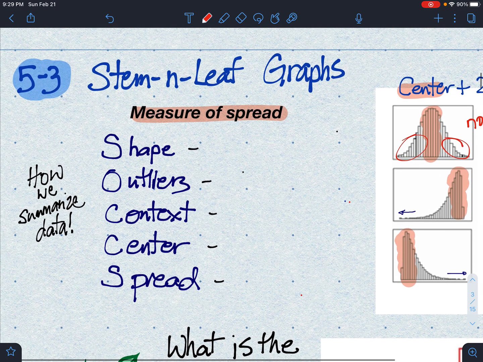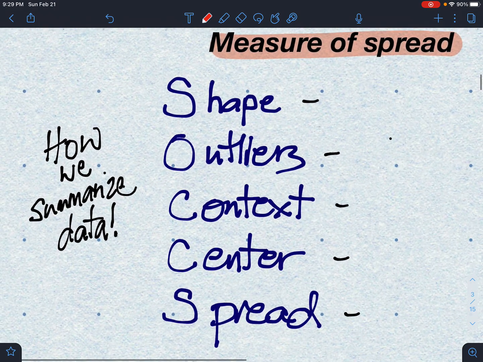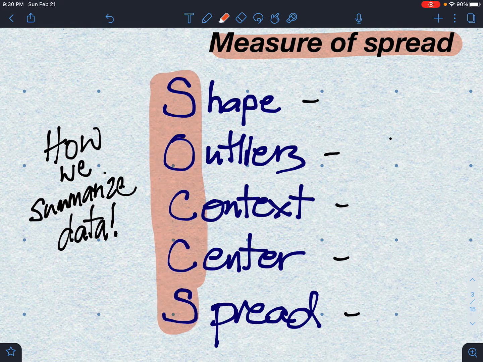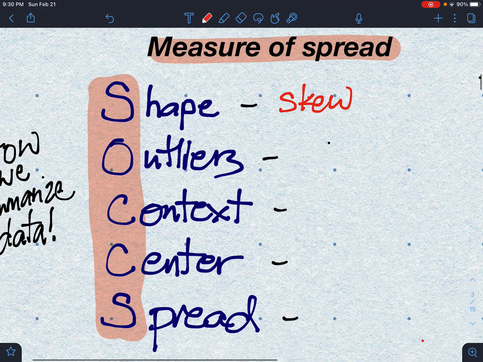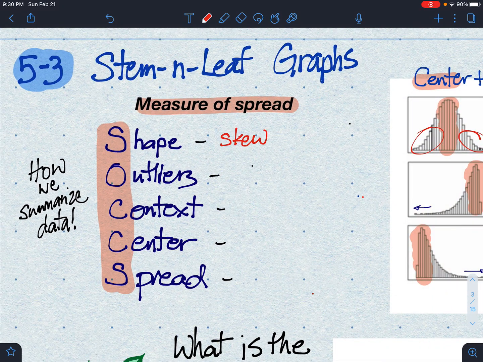All right. When you summarize data after you make graphs, you're going to be asked to summarize that. That'll be part of your report. We're going to use this acronym to summarize the data. That is, we need to talk about the following things. First of all, shape. Shape refers to what is the skew of the data. Is it skewed left? Is it centered? Are there tails? Are there no tails?